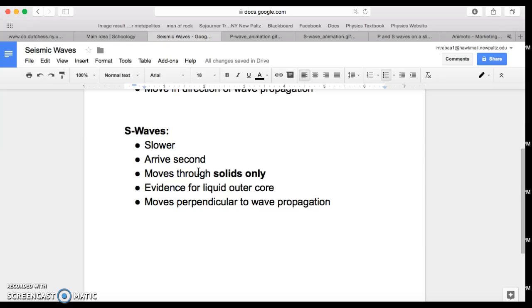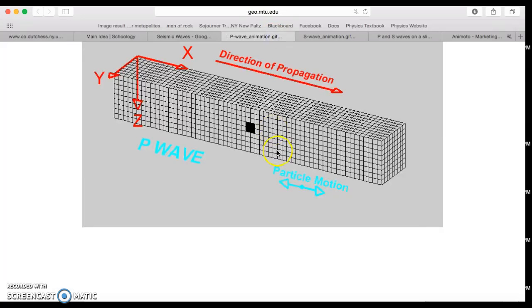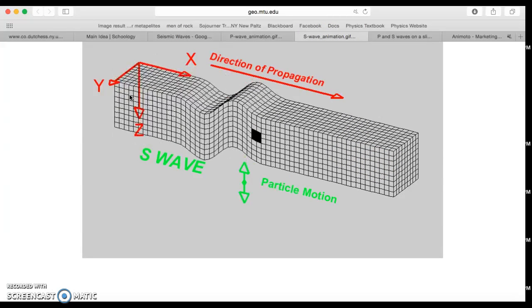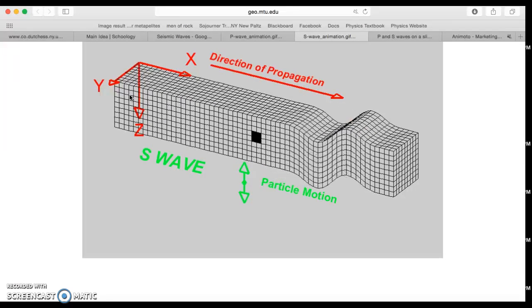Now, a big difference between P and S waves is also that S waves move perpendicular to wave propagation, or to the direction the wave is traveling. So here are some animations. This is an animation for a P wave. You can see that it just moves along in the direction of motion. And an S wave moves like a real wave. Think of like the ocean waves. It moves perpendicular to the motion.